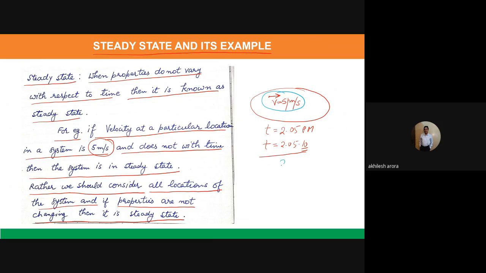Or if I take some other time, say 2:05 and 30 seconds, and at all these moments the velocity is 5 meters per second at this particular location, then I will say it is a steady flow. But it is not necessary that the velocity at another location is also 5 meters per second. Let us say the velocity here is 6 meters per second, and at these times it is 6 here, at this time also 6, at this time also 6. That means here also there is steadiness in the velocity. So steadiness means the properties do not vary with respect to time.